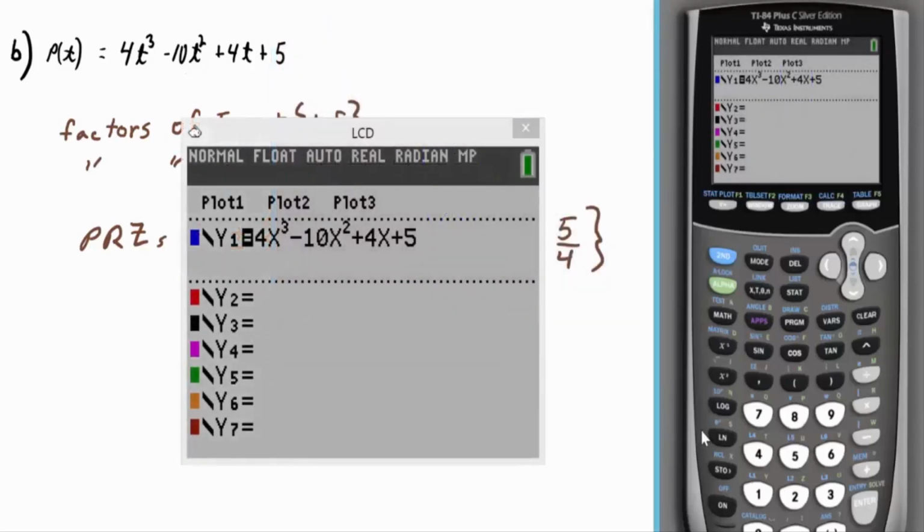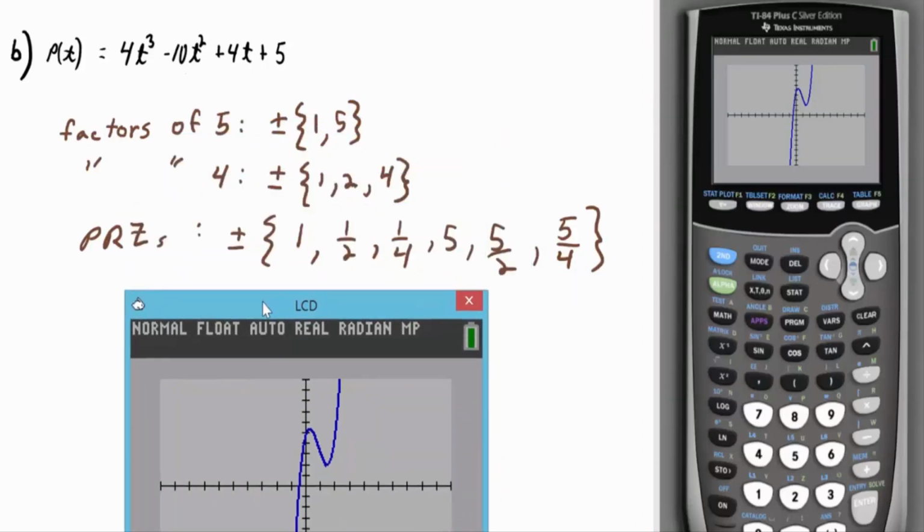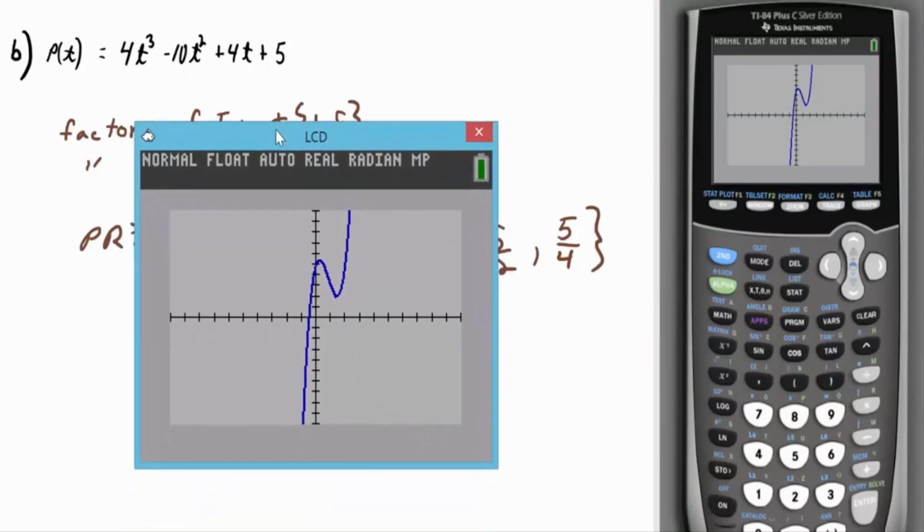Okay, so we have 4x cubed minus 10x squared plus 4x plus 5. In the calculator, I had to use x instead of t. Zoom number 6. What do we see? Oh, I only see 1. And, okay, which one does it look like it might be out of our suspects? Positive or negative?